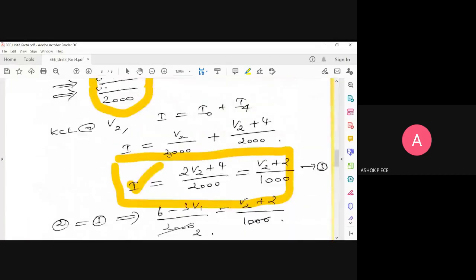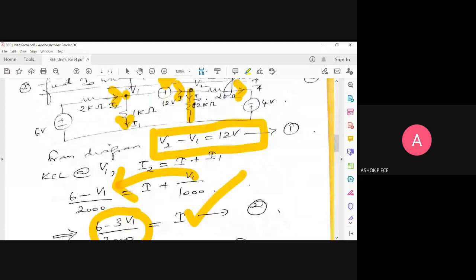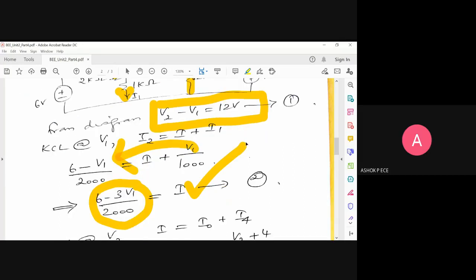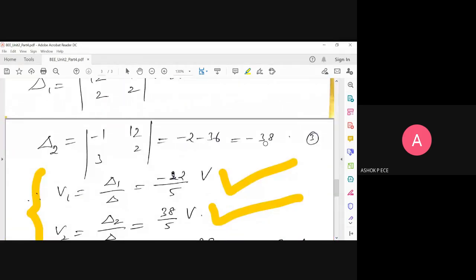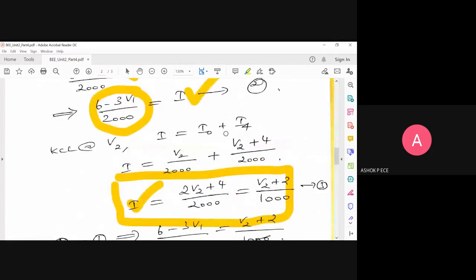And I want I naught. I naught is the current flowing through the 2 kilo ohm resistor. Mohammed Faisal, I need the value of I naught. You note down the answer: V1 is minus 22 by 5 and V2 is 38 by 5. If you have not solved, please note down the answer and then find I naught. I naught expression we have already written here. I naught is V2 by 2000.